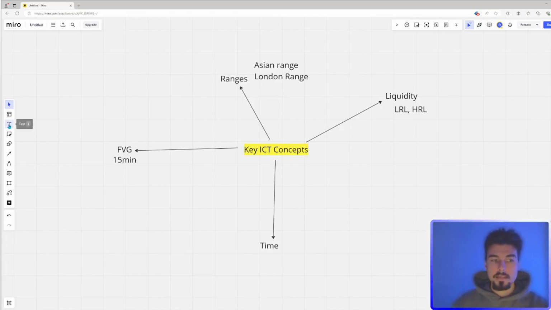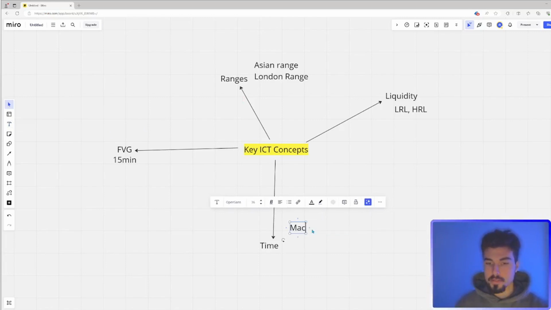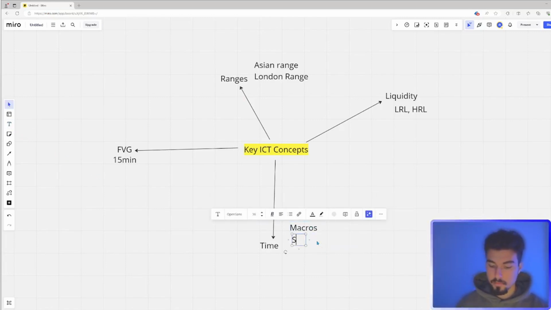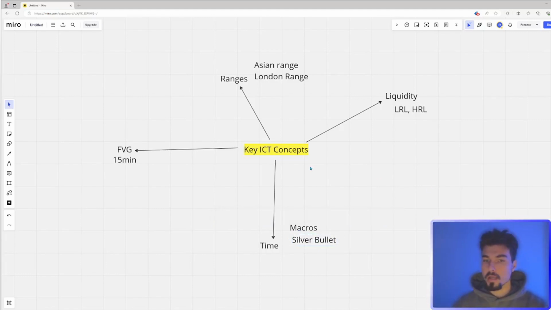And the last thing is time, right? A lot of my strategy is based on macros, but also based on key kill zones, for example, silver bullet timeframes. So you've got to match all these concepts of price, 1, 2, and 3, with the concept of time.